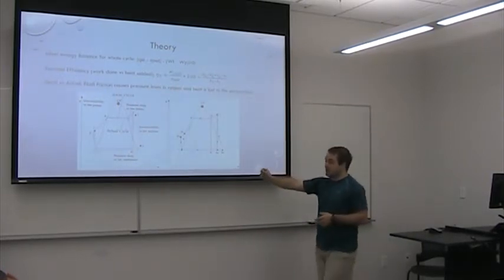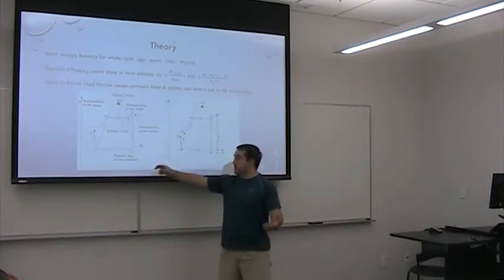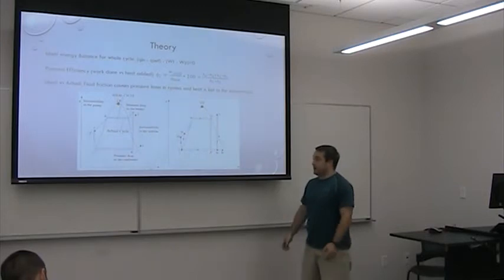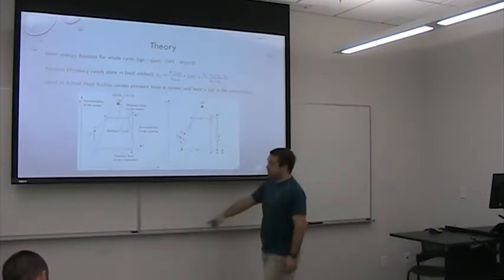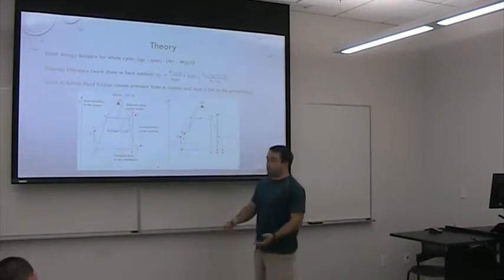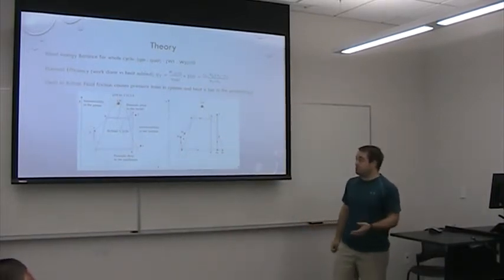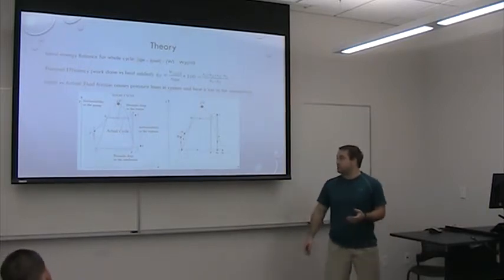Here, we're just comparing an actual cycle to the theoretical Rankine cycle. And as you can see, there are different losses throughout, here and here, because of either the turbine being irreversible or the pump being irreversible, and also the losses that are taking place.